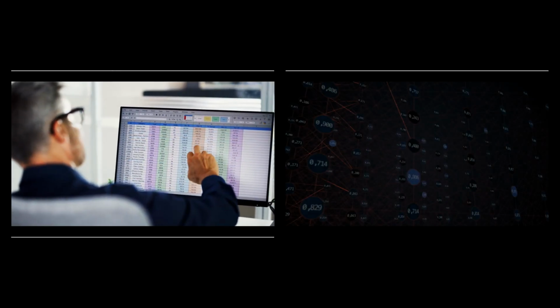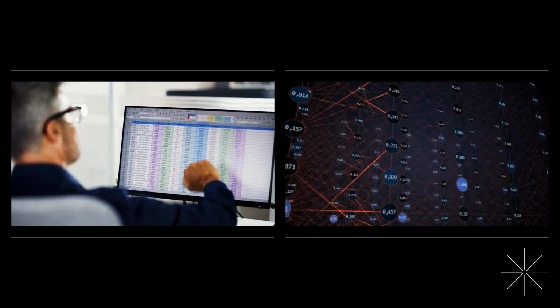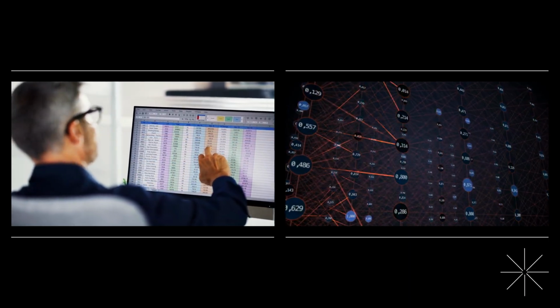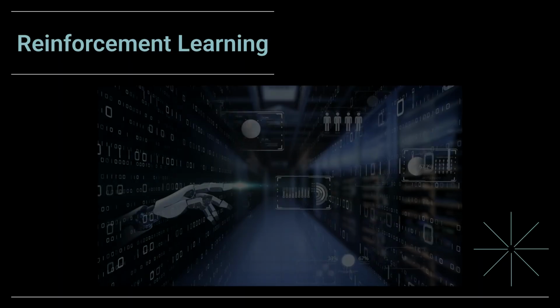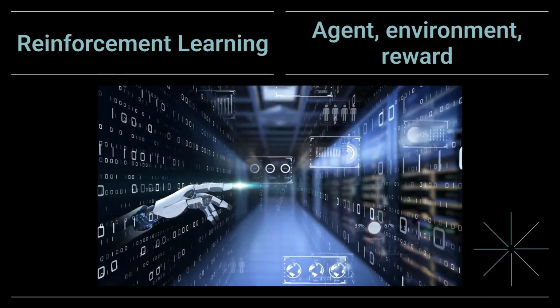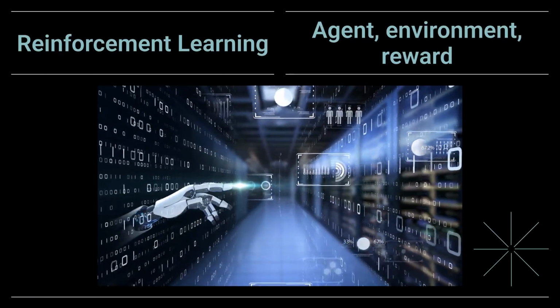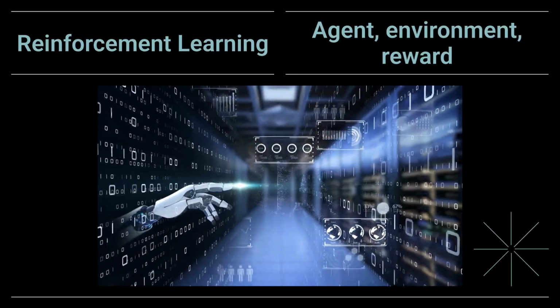Unsupervised learning works with unlabeled data to find hidden patterns and intrinsic structures. Common examples include clustering and dimensionality reduction. Reinforcement learning trains an agent to make a sequence of decisions in an environment to maximize a cumulative reward, often used for training autonomous systems and games.